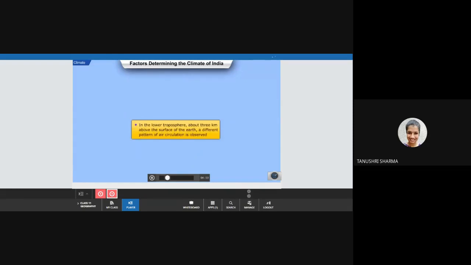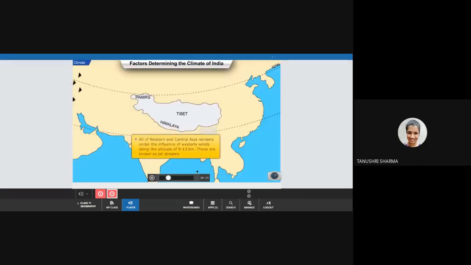Jet stream and upper air circulation. In the lower troposphere, about 3 kilometers above the surface of the earth, a different pattern of air circulation is observed. All of Western and Central Asia remains under the influence of westerly winds along the altitude of 9 to 13 kilometers. These are known as jet streams.